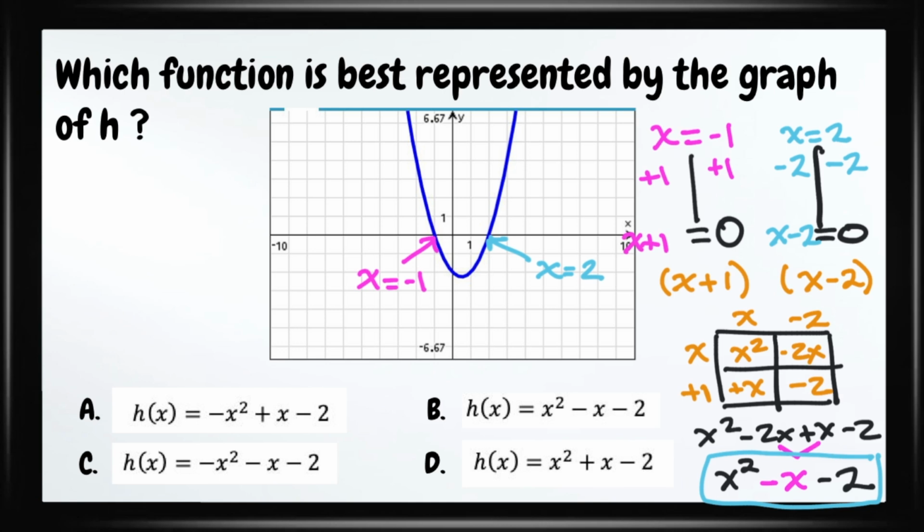In this case, the answer is B. x to the second power minus x minus 2.